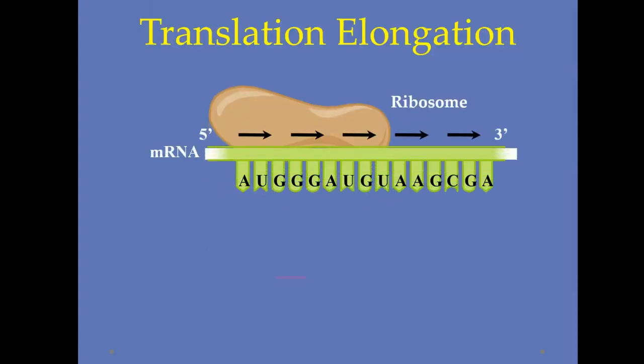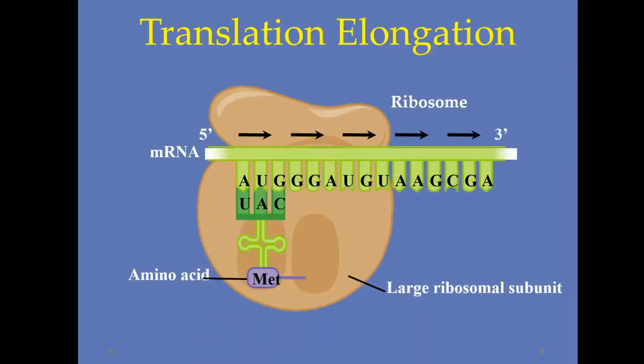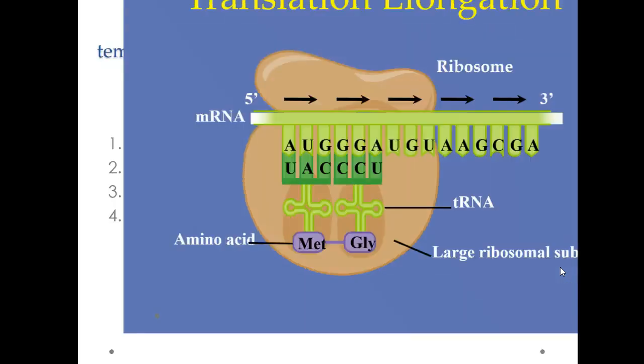And once we see that, the large subunit is going to come in, and we're going to continue moving along this line, and we're going to continue to read these codons. Again, they're triplets, right? 3 letters at a time. And then we bring in the next amino acid. And then these transfer RNAs will drop off, and we'll begin to build this chain of amino acids.